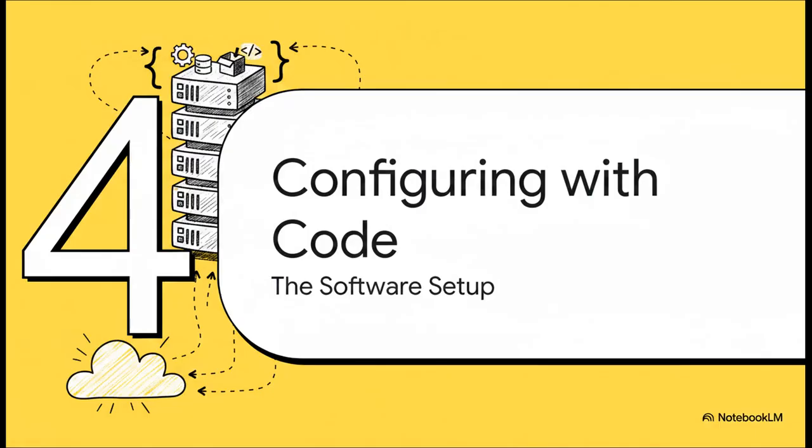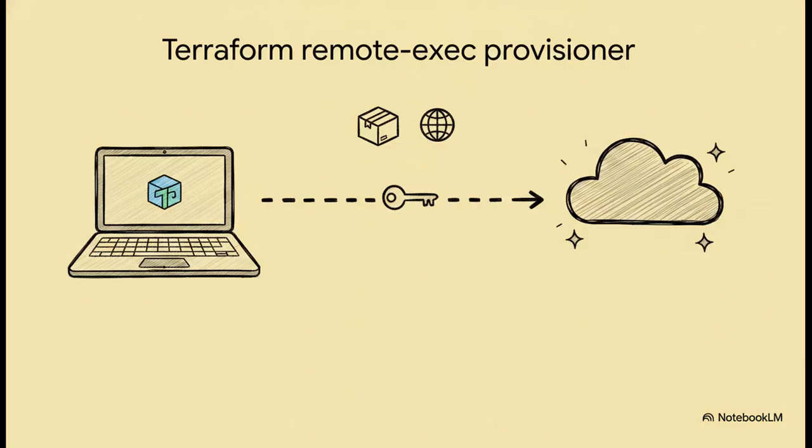Okay, so this is great. We've automated building the server, but right now, all we have is an empty box, right? A blank operating system. The next big challenge is how do we actually get our software installed and running on it? So a really common first instinct is to reach for something called a Terraform Provisioner, specifically one called remote-exec.